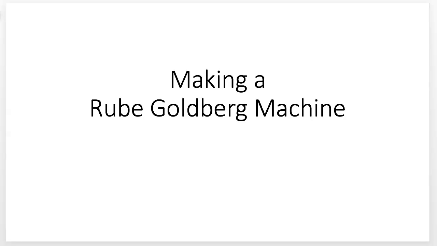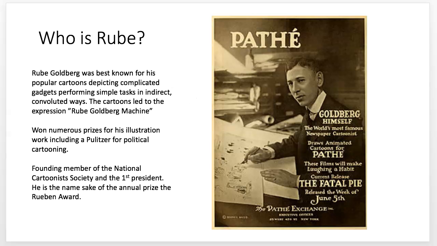The phrase Rube Goldberg machine is actually named after an actual person named Rube Goldberg. He was best known for his cartoons that depicted complicated gadgets performing a simple task, and that is basically what you're going to be creating. He won a lot of prizes for his illustrations, political cartooning, and importantly, he was the first president and founding member of the Cartoon Society, and they have an award named after him, the Reuben Award. His whole name is Reuben Goldberg.